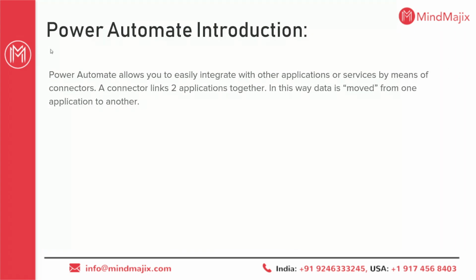And Power Automate allows users to connect between different applications, right? It has a feature called connections. Connections will allow moving the data from one application to another application.